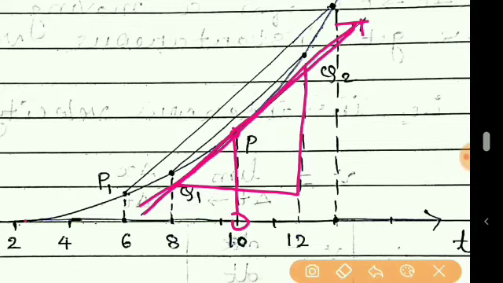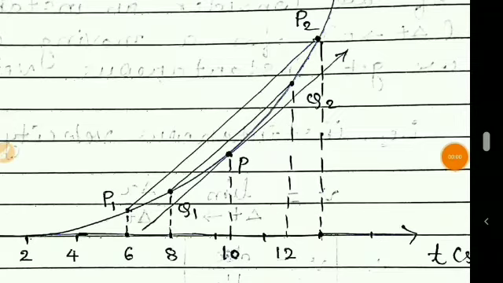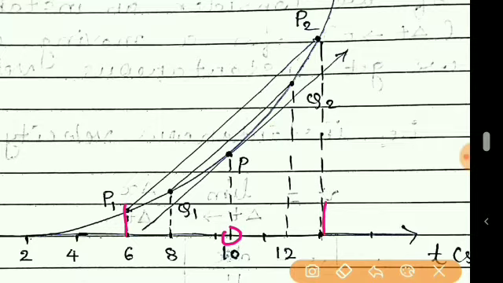So students, to obtain the velocity at this 10th second, what we did first, we took these two time intervals between points P and Q.